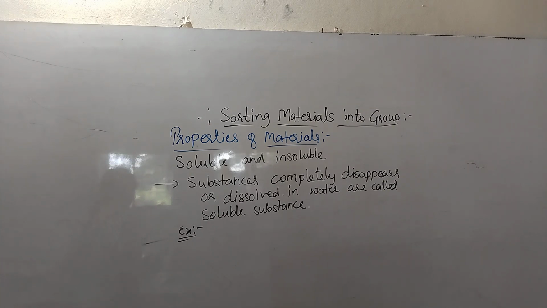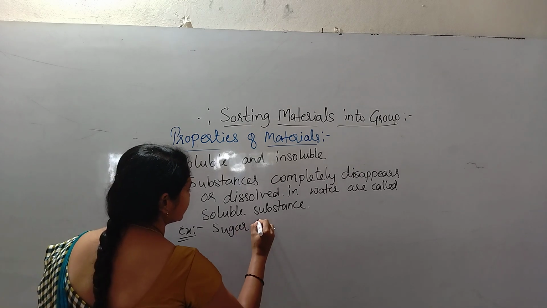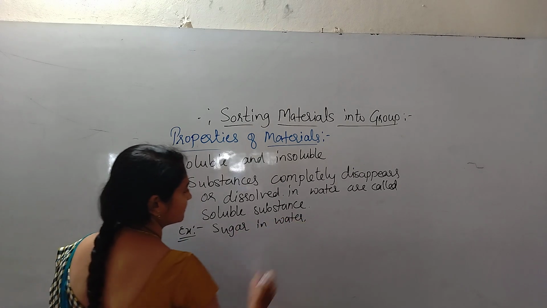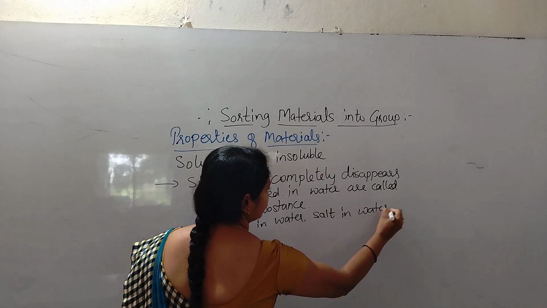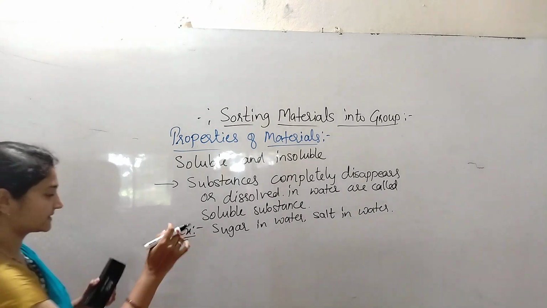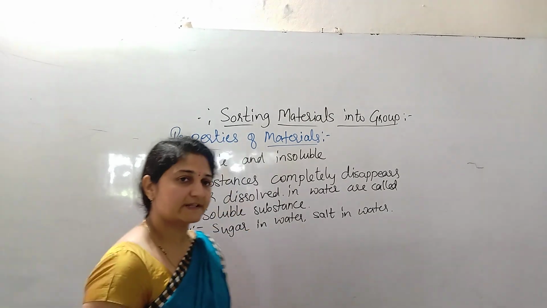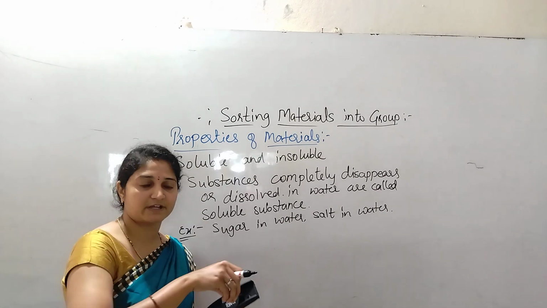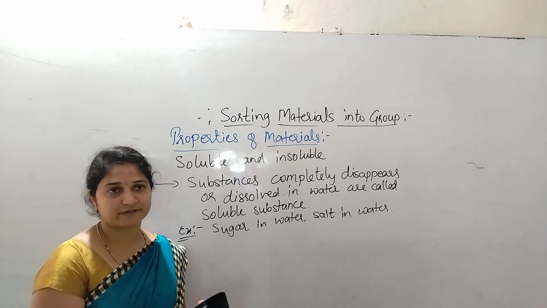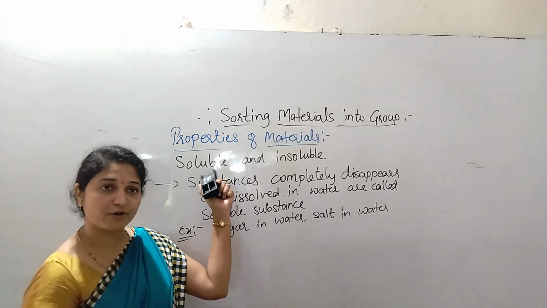And what else can we take? Sugar in water, water and lemon juice, etc. You can take those, all are soluble. They mix with the water and completely disappear. When you put the sugar into the water, can you observe the sugar and water separately? No. So such substances we say are soluble.